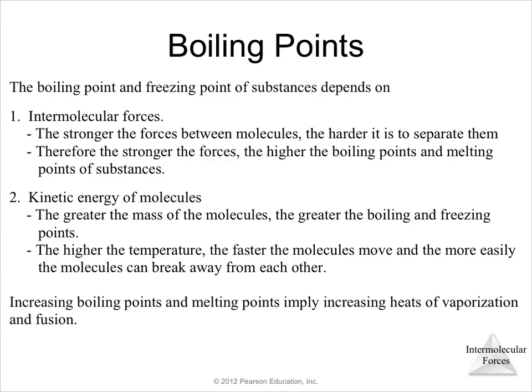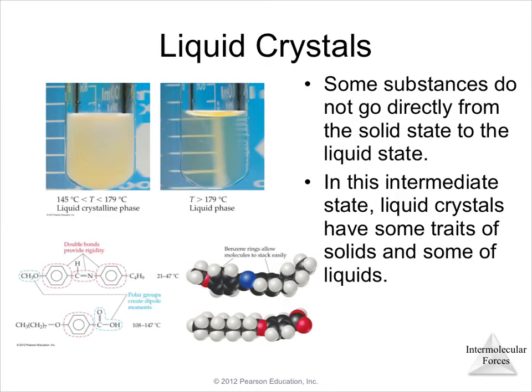So increasing boiling points and melting points imply increasing heats of vaporization or fusion. If I have a higher boiling point or a higher melting point, then that means I have really strong intermolecular attractions, so my heat of vaporization or my heat of fusion should also be high. Okay, the last thing in this chapter that we need to talk about is something called liquid crystals.